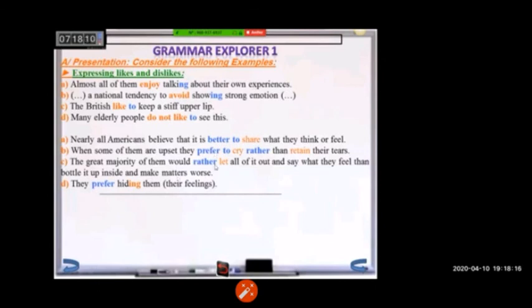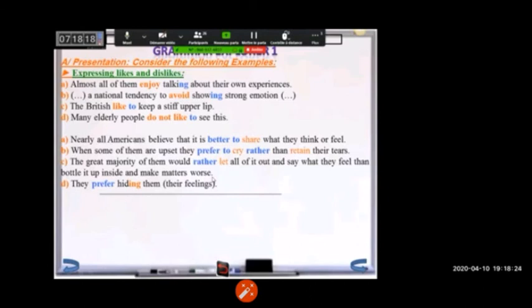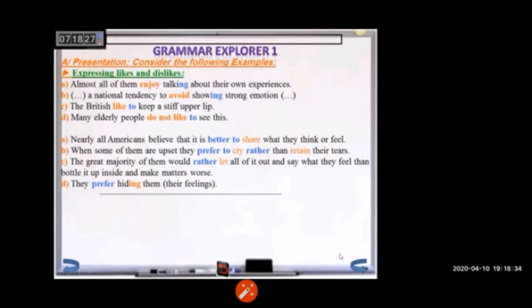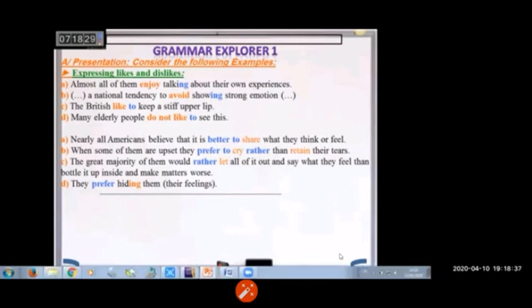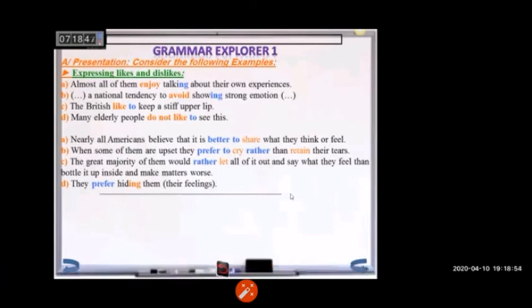Here in the second part of sentences, we have better to, prefer to, rather, and prefer. What do they express also? Sometimes they express preference. Expressing preferences.